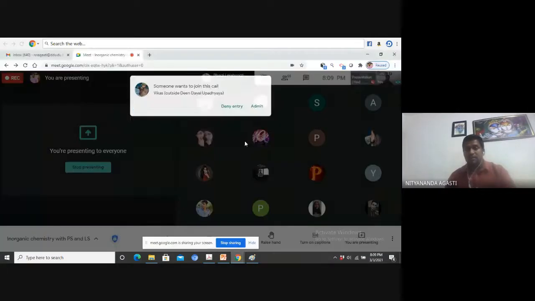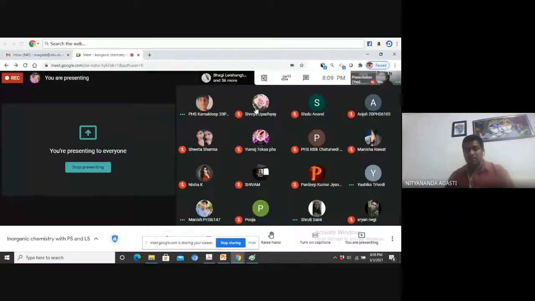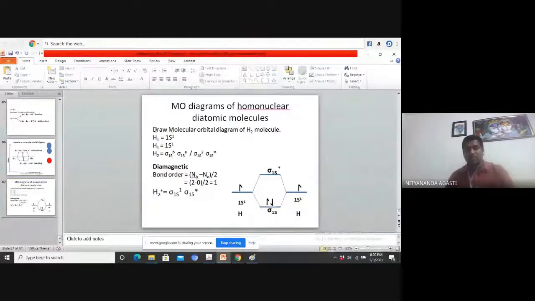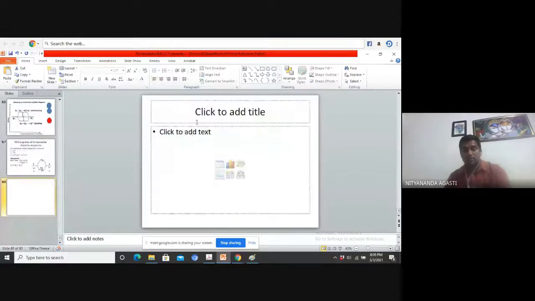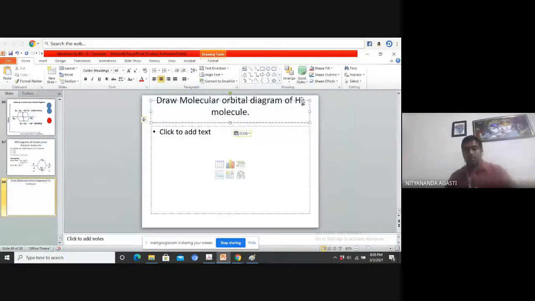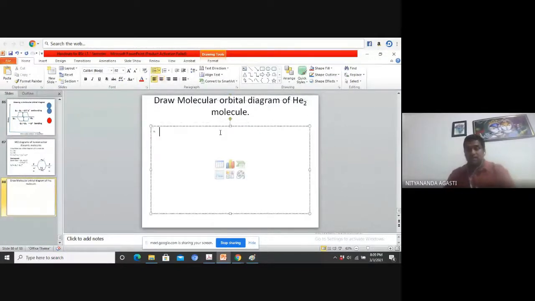The next task is to draw the molecular orbital diagram for the helium molecule. Quickly we'll move. So, the MO diagram for the helium molecule. I would expect you to also draw with me simultaneously. Can anyone tell me what the first step we will be doing is?